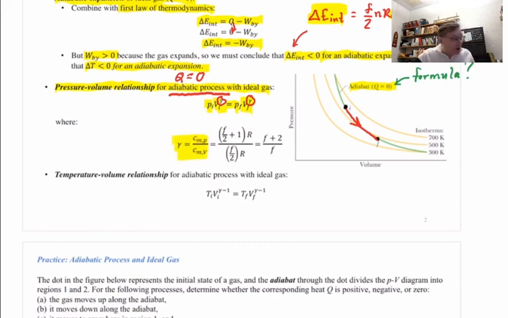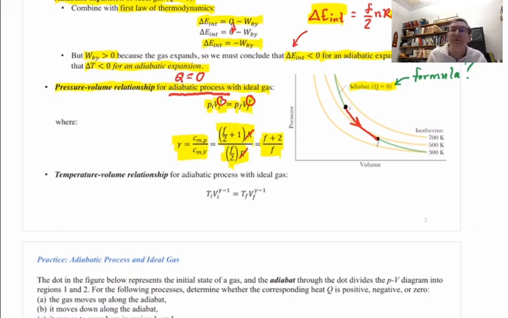Again, the derivation in the book will show you that that exponent gamma is the molar specific heat at constant pressure for the ideal gas divided by the molar specific heat at constant volume, CMP over CMV. And we have simple formulas for those. For CMP, it's F over 2 plus 1 all times R. And for CMV, it's F over 2 times R. And so the factors of R cancel. And then all I did is multiply numerator and denominator by 2. And I get a very simple expression for that exponent gamma: F plus 2 over F.